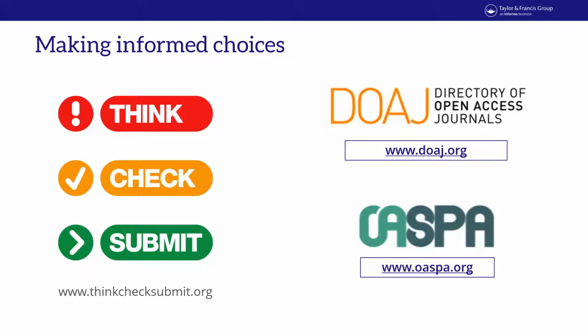And here's where this last organization can help, OASPA. So OASPA is an organization for publishers and service providers working with open access. Members need to meet certain standards to be included. So if the journal you're considering publishing in, again, we're talking about open access here, is not included in the DOAJ and/or their publisher is not a member of OASPA, you should proceed with extreme caution.